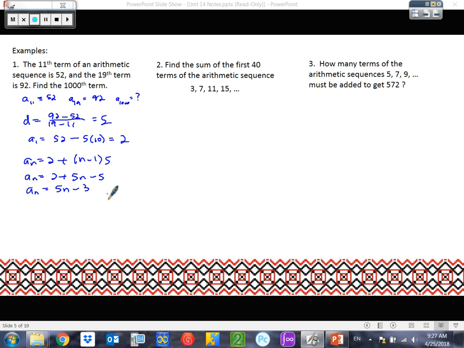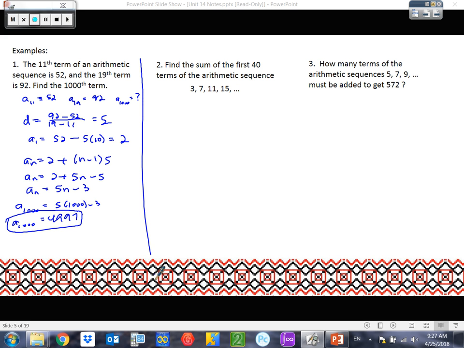So I want to find my 1000th term, and that's going to be 5 times 1000 minus 3, which is going to be 4997. So my thousandth term is 4,997. Okay, how are we with that? We okay?